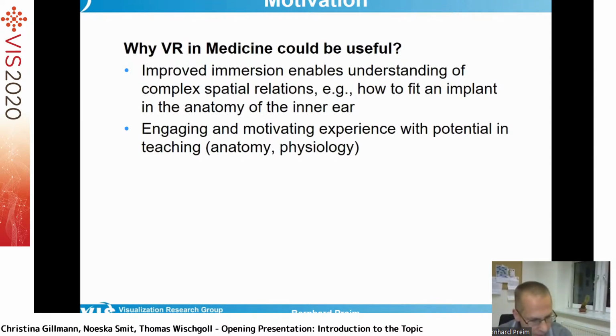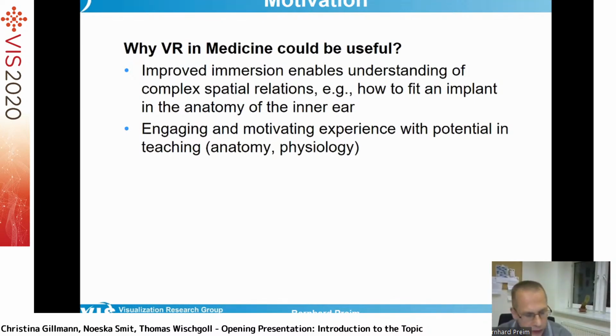I think that this immersion enables a good understanding of complex spatial relations as we have them in some parts of the human anatomy, for example, in the inner ear, or also in this neck area where we have a high density of intertwined structures.